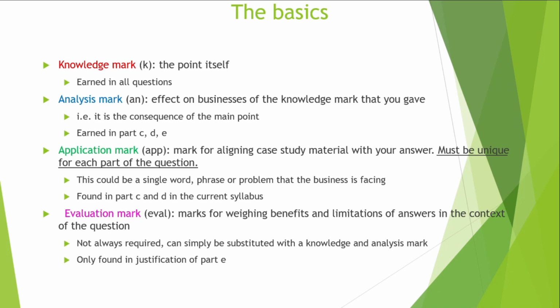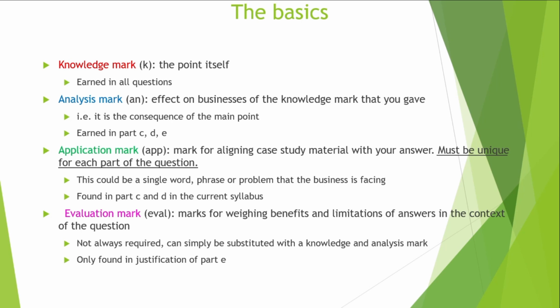Let's move on to analysis. This is the effect on the business of the knowledge mark that you gave, or the consequence of the main point. For example, a franchise, what's good about that? What does that mean for the business? If the business chooses to be a franchise, what happens to it? Analysis marks can be found in part C, D, and E of the paper 1. Not A and B. You'll only find them in those 3.